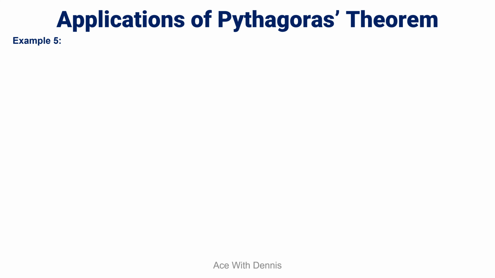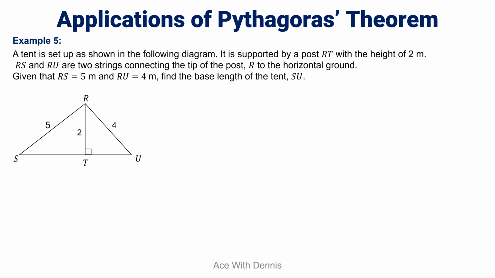Now, let's look at example 5. Given this diagram, a tent is set up as shown in the following diagram. It is supported by a post RT with the height of 2 meters. RS and RU are two strings connecting the tip of the post R to the horizontal ground. Given that RS equals 5 meters and RU equals 4 meters, find the base length of the tent SU.